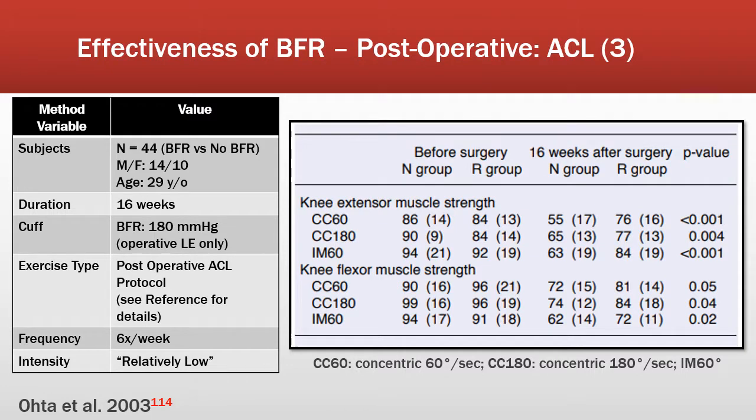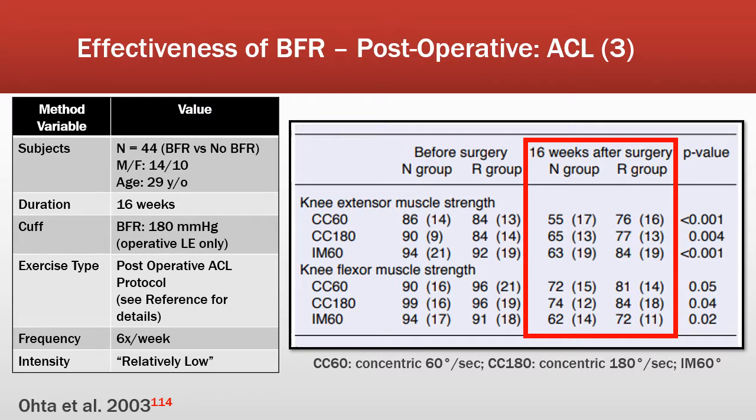Okay, let's look at Ohta in 2003. This is post-op ACL. So you have 44 individuals, occlusion and non-occluded group, females 14, 10, 29 years of age, 16 weeks. 180 millimeters of mercury for the operative lower extremity. The post-operative ACL protocol was done exactly the same for both groups, with the exception that one group was occluded and the other one was not. The results are shown here.